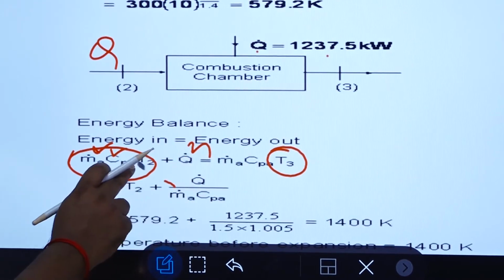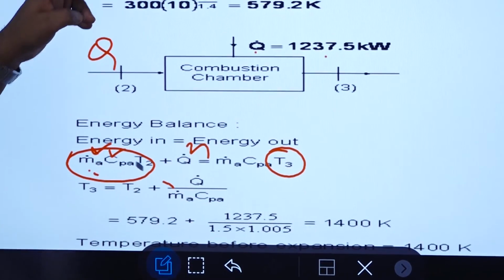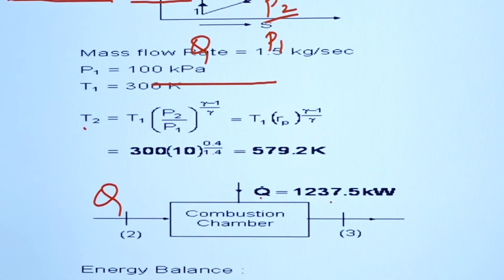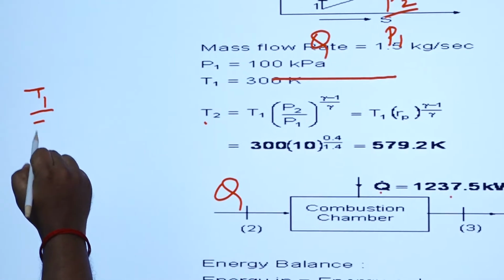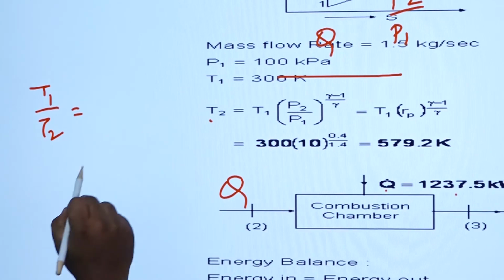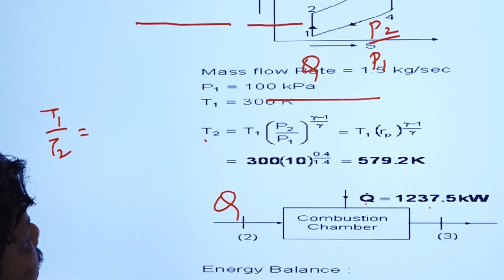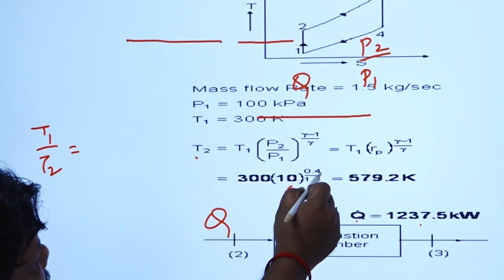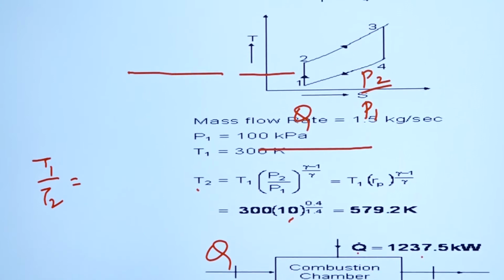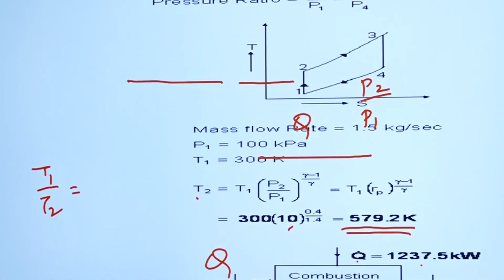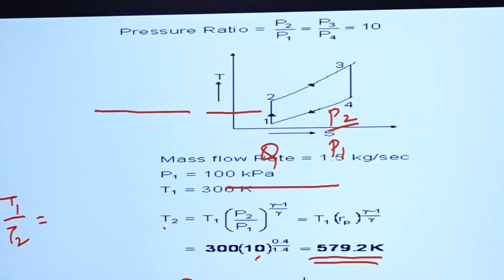So how will you find T3? Only if you know T2. So for T2 you use the PVT relation, that is T2 divided by T1 is equal to the pressure ratio, that is P2 by P1, raised to the power (gamma minus 1) by gamma. The pressure ratio is given to you, it is 10, so 10 power 0.4 by 1.4. So T2 is around 579.2 Kelvin. So T2 can be substituted at this place.